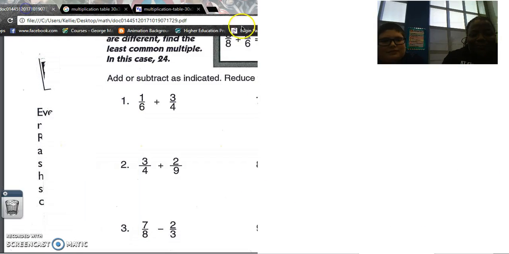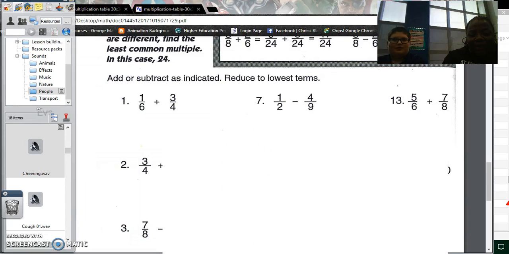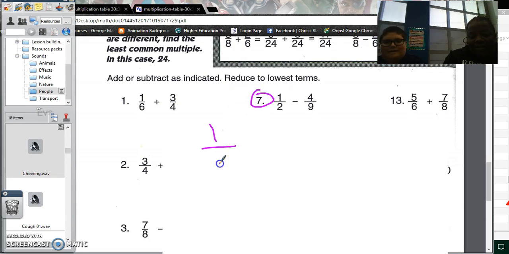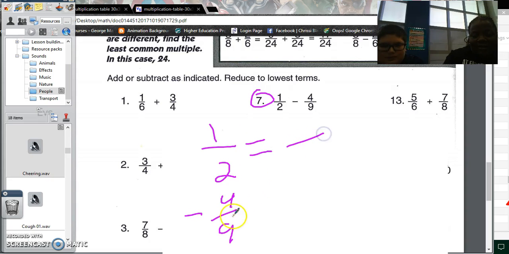So here we go. For number 2, I have number 7 actually going across: 1/2 minus 4 over 9, and I'm thinking the common denominator is 18. I'm not even going to go to the chart because I know it's 18. If you go to row 2 and row 9, keep going across until you find a number they both have in common. The lowest number you will see is 18.